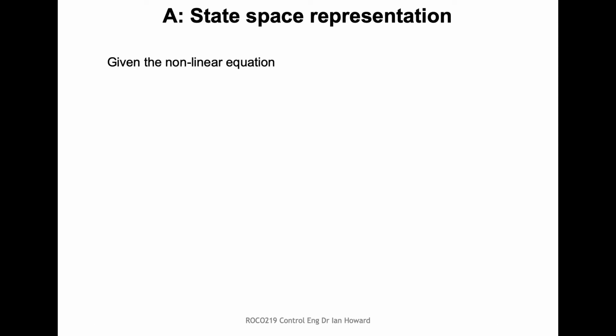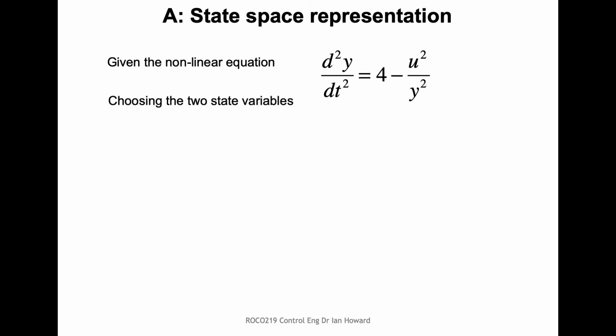So let's do this. We've got this nonlinear system, d squared y dt squared equals 4 minus u squared divided by y squared. We've got to choose two state variables. So looking at the d squared y dt squared, that tells us we can't use anything of order 2. It's got to be order 1 and less. And we can see that y is obviously a contender, and so will be dy dt. So we're going to choose the first state variable as y and the second one as y dot, which is dy dt.